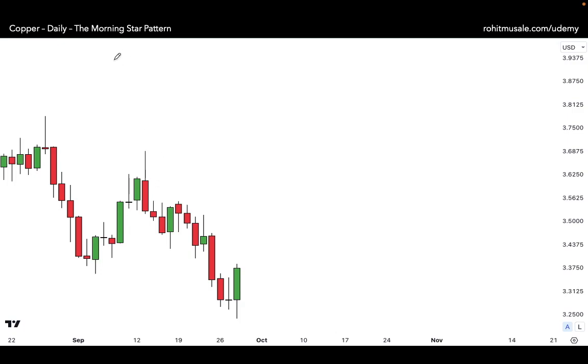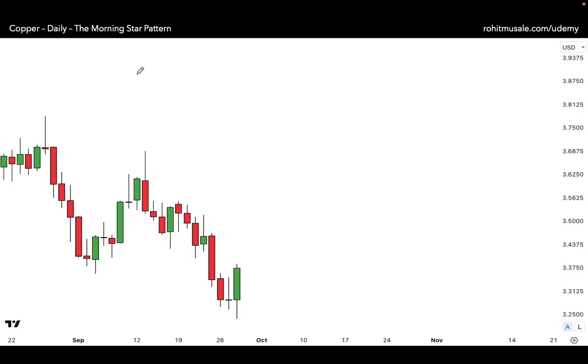Now let us look at the morning star pattern. This is a daily time frame chart of copper. So we are looking at a commodity chart. So this is how a morning star looks like. It is not an ideal morning star. It's a variation of a morning star, and I will explain to you why.